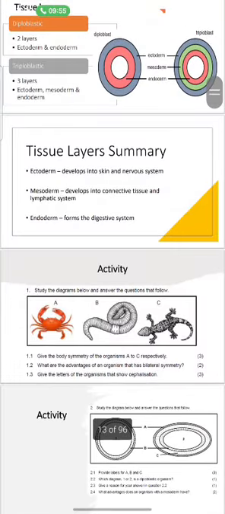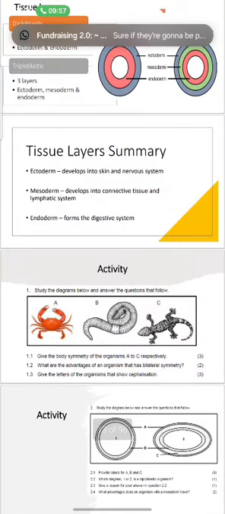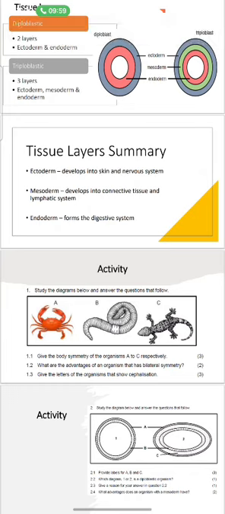So, tissue layers summary. Ectoderm develops into skin and nervous system. Mesoderm develops into connective tissue and lymphatic system. And the endoderm forms the digestive system.